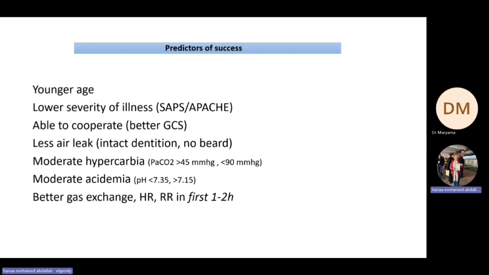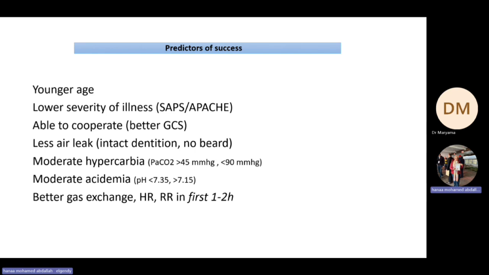And we have predictors of success for these patients also: a younger patient less than 65 years old, a patient with lower APACHE or SAPS 2 score, a patient able to cooperate, better Glasgow Coma Scale more than 12, less air leak, intact dentition, moderate hypercarbia with PCO2 less than 90 and moderate acidemia, and better gas exchange, heart rate, and respiratory rate within the first 1 to 2 hours of using non-invasive mechanical ventilation.